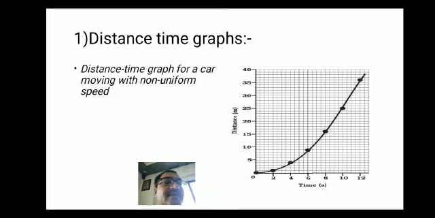Here this is non-uniform speed. It means its speed should be changing. It should not be the same for every 1 second. If you remember the example I told you, it should be first 5 meters in 1 second, then the next 6 meters in another second, then 7 meters in another second. So that is non-uniform speed. If we draw the graph for non-uniform speed, it should be like this one. It should be a curved graph. It should not be a straight line.